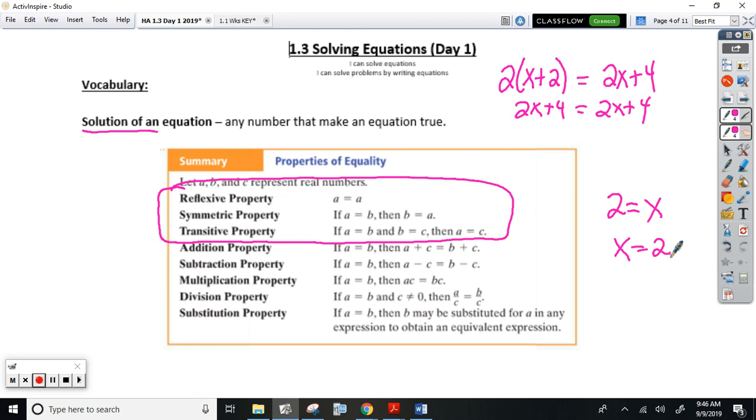And then the transitive property, we always call it the train property, because it's like connecting one to the other. So if A is equal to B and B is equal to C, then you can connect A straight to C. They would have to be equal. And then all of the remaining properties are going to be used in solving equations.